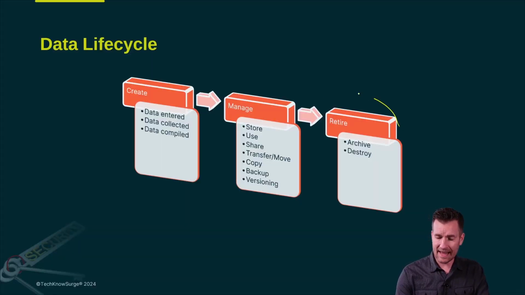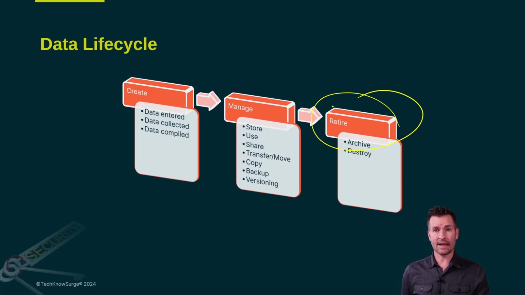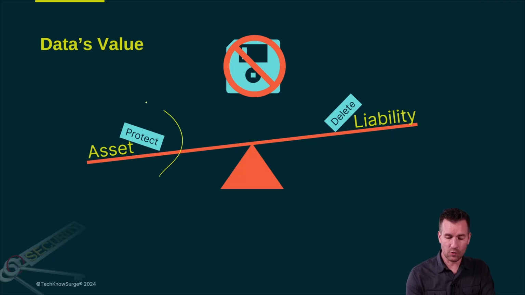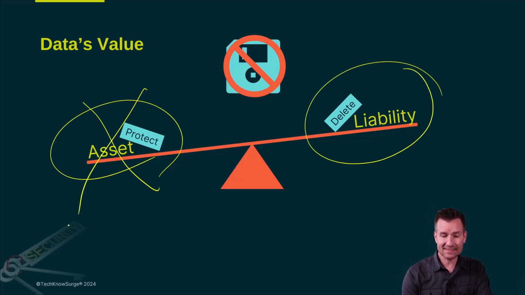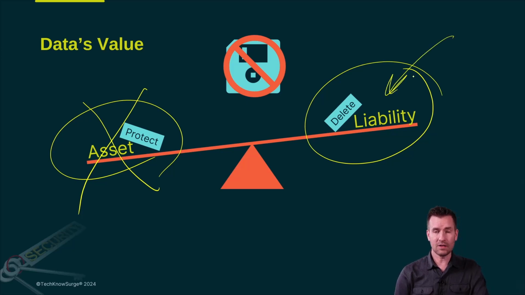When data reaches the end of its life cycle, it's time to retire it. And maybe we need to do some sort of archiving or destroying of this data. So we need to do that in a proper way. Data has that balance between being an asset and a liability. And when it's no longer an asset, then it's strictly a liability. And what we need to do is properly dispose of it.